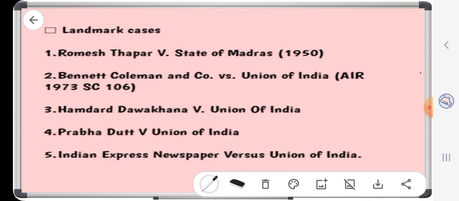The Supreme Court ruled that the authority for the circulation of the newspaper lies solely with its establishment, namely the company producing the newspaper. The state of Madras does not hold the right to intervene in this matter.